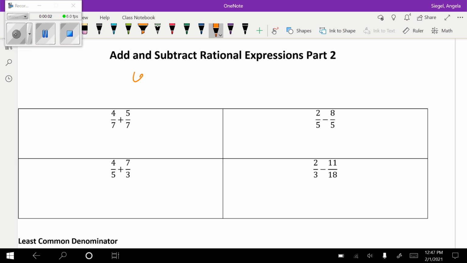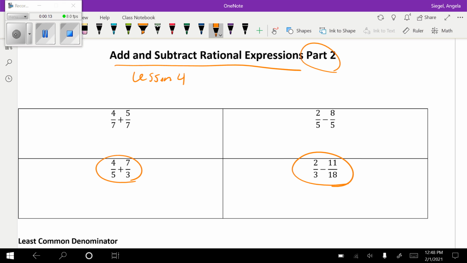Hi guys, welcome to lesson 4, and we are going to talk about adding and subtracting rational expressions like we did in lesson 3. But today we're going to focus on fractions that do not have like denominators. So let's just kind of review. In lesson 3 we did problems like this where you could simply add across and combine like terms, and it was pretty easy.